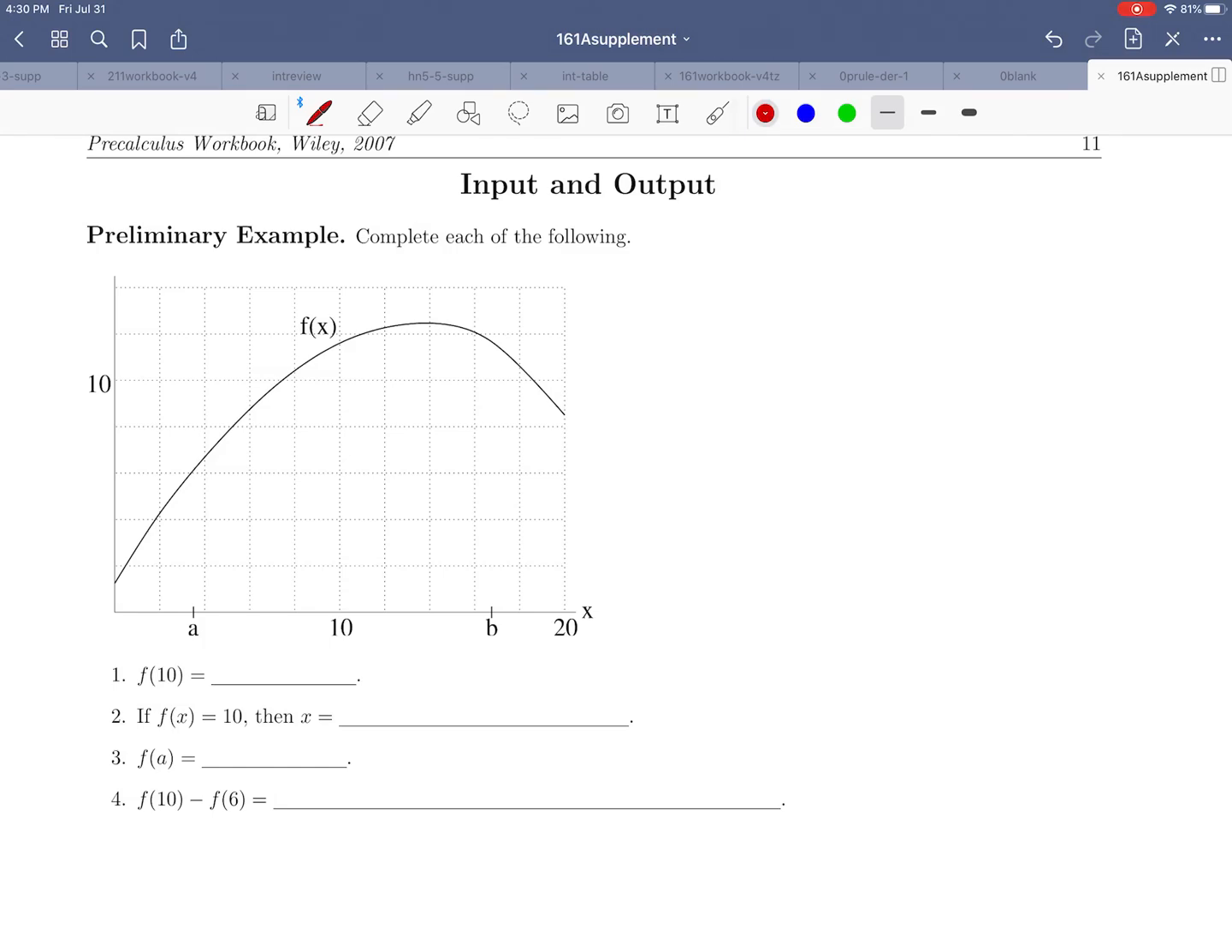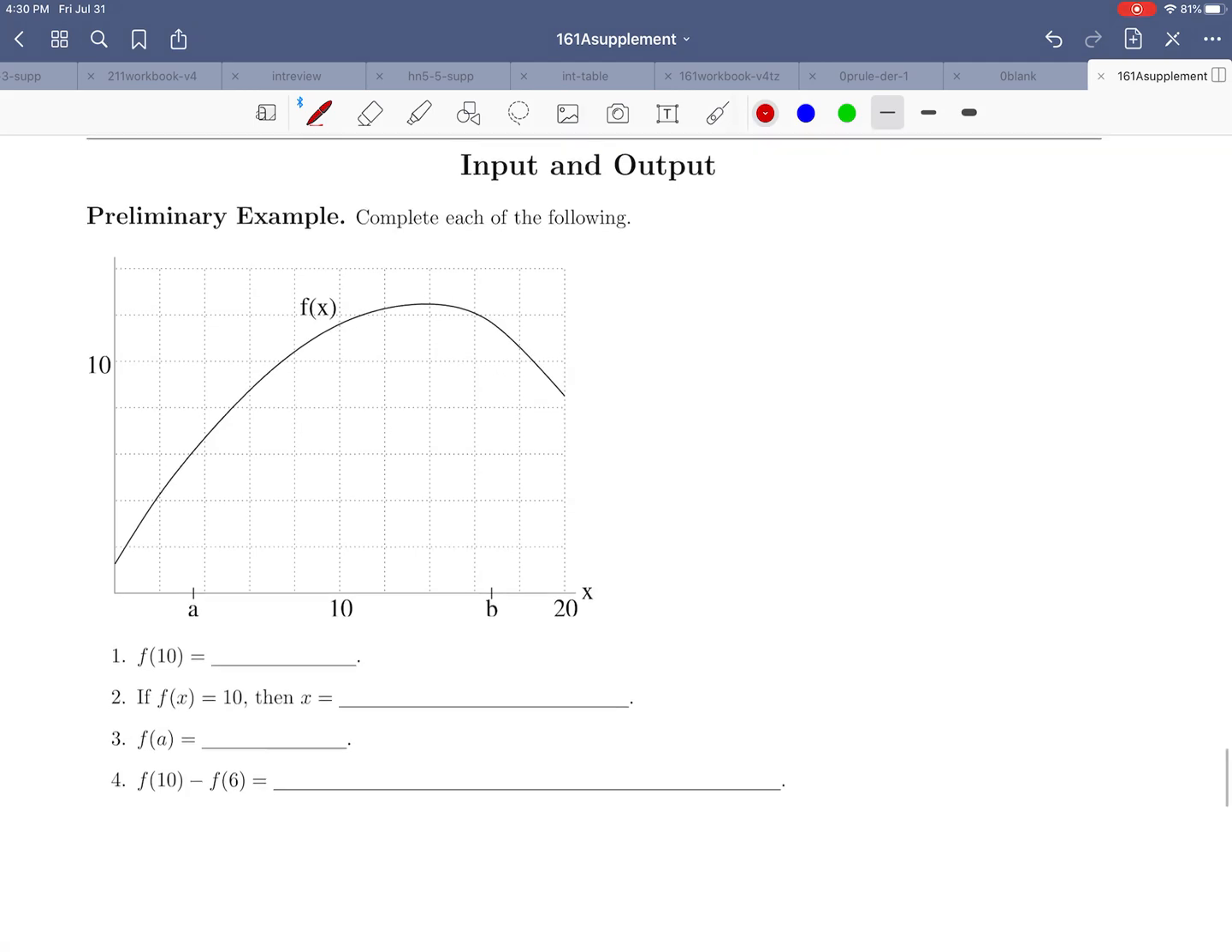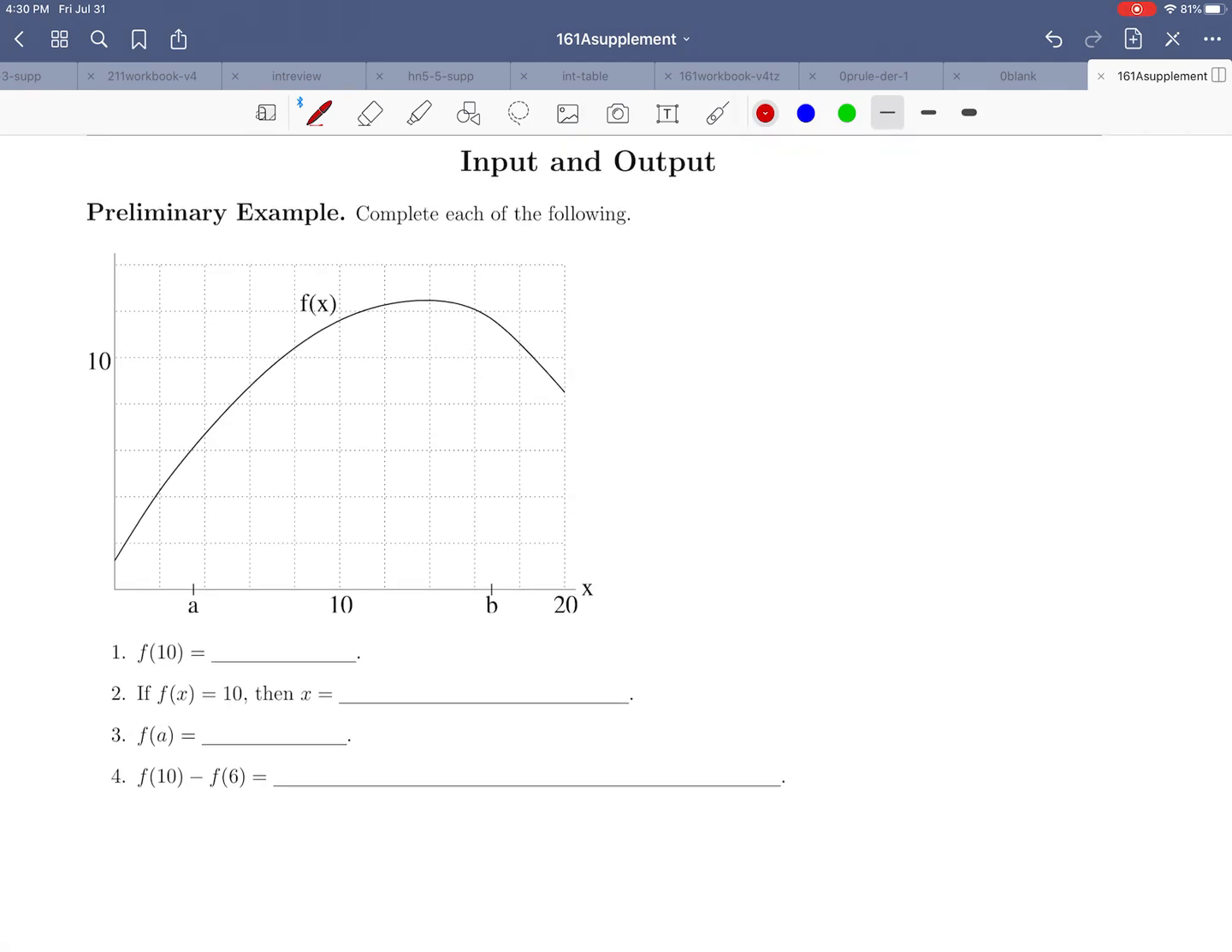In the last few videos, we already used function notation quite extensively, but in this video, we want to have a little bit of a closer look at how exactly this function notation works. So here we see a function represented by a graph, and we can see that for different inputs, we have different outputs.